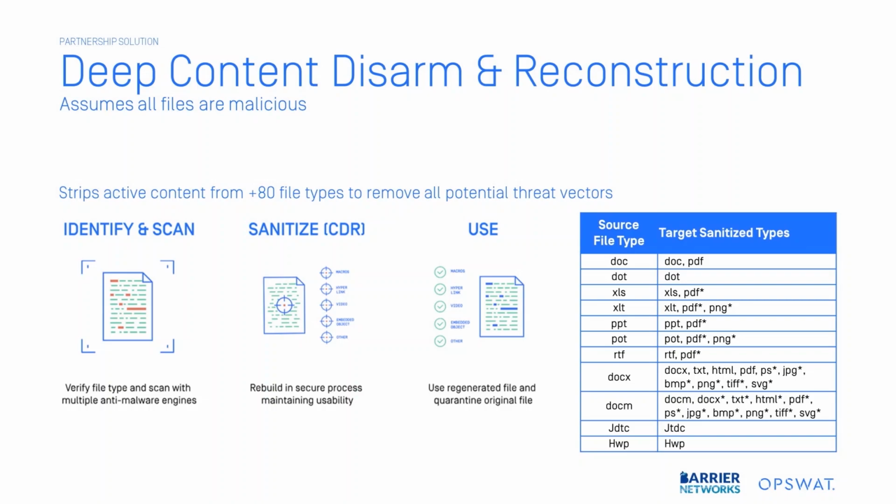And the chart on the right just shows some of the different file types that we work with. And when you are reconstructing this file, you also have the option to reconstruct the file into a different file format. So for example, if you don't want to use doc files, you can reconstruct the file into a PDF.